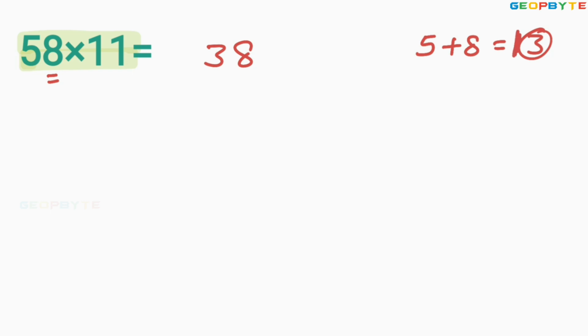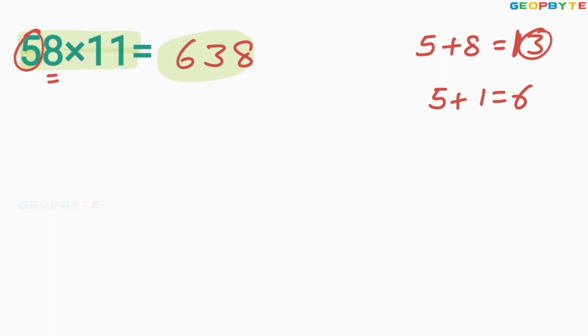Look at the next one, 58 into 11. You take this 8 right here in the unit place, then add the 5 and 8 equal to 13. You write this 3 here, and this 1 is coming under carry forward. You add that carry forward to the 5. 5 plus 1 equals 6. 638 is the value of 58 into 11. I hope you are all clearly following.